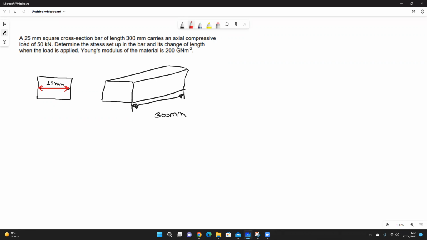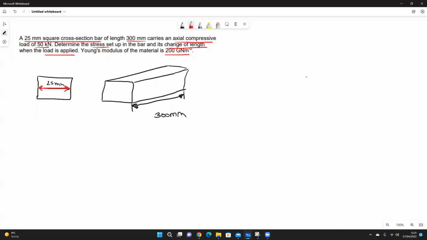A 25mm square cross-section bar, which has a length of 300mm. It has an axial compressive load, which is a force of 50 kilonewtons. For this particular problem, we're required to determine the stress and the change in length that occurs when this compressive load of 50 kilonewtons is applied. The Young modulus is also given for the material, and it's 200 giganewton per meter squared.